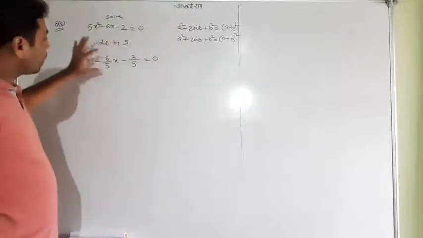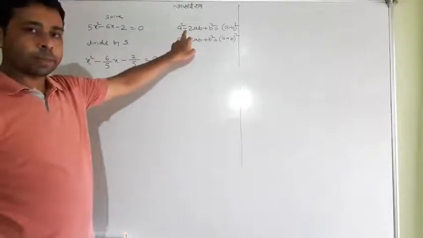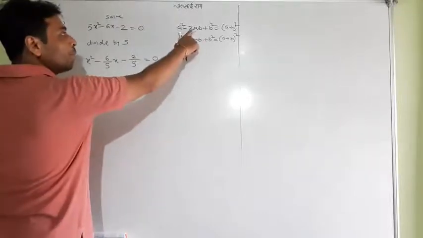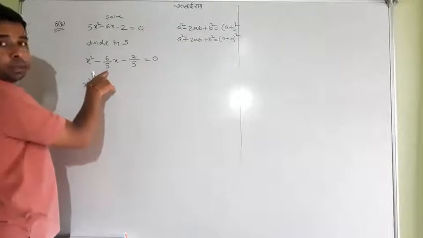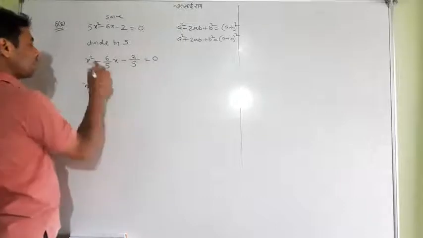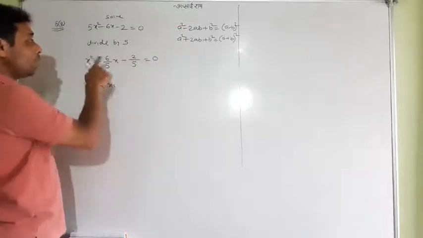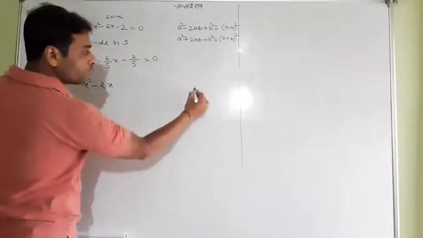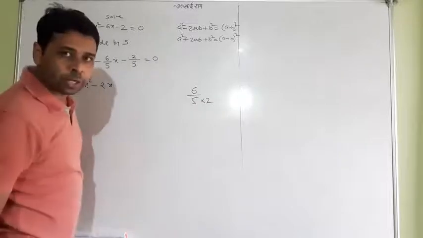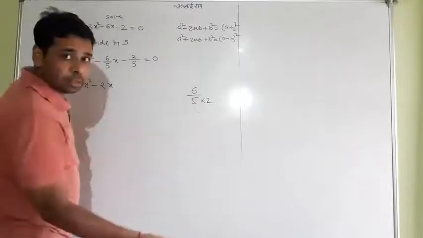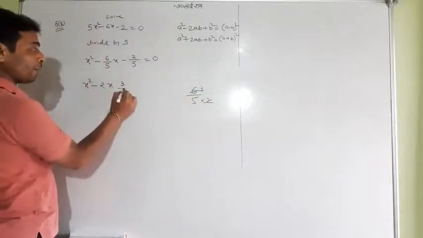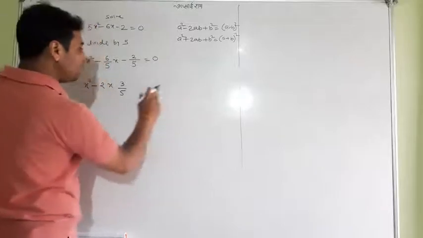Now I'll turn this into that form. I need a square, which is x square. Then I need 2ab. So 2, then a is your x, and b is always half of 6 by 5. Half of 6 by 5 means you multiply the denominator by 2, so it is 6 by 10, but you can cancel and write 3 by 5. So half of 6 by 5 is 3 by 5. Now you have chosen that b is 3 by 5.